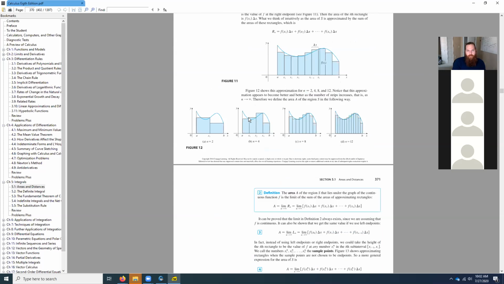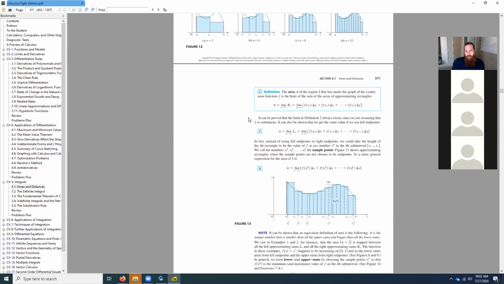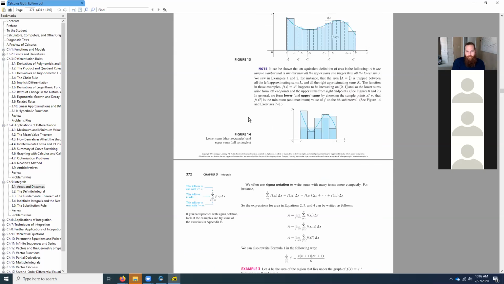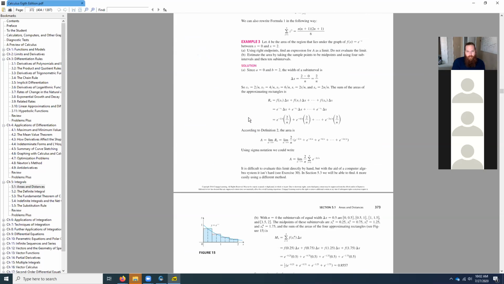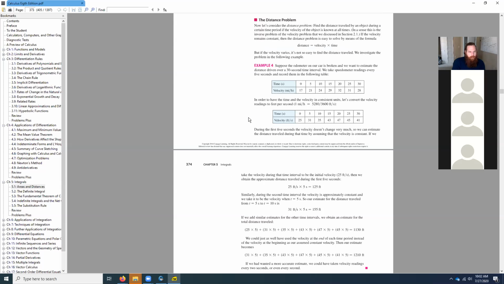And there's a few other ways to do this, but we're not going to worry about midpoints or mixing left and right Riemann sums. I don't want to overwhelm you guys. I want to get to the good stuff and get there fast.